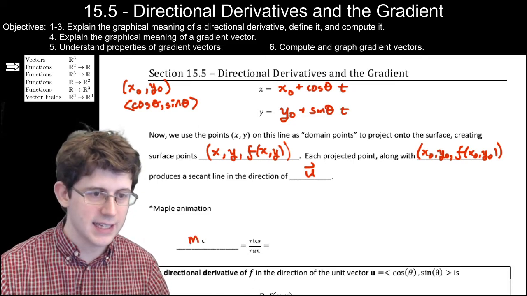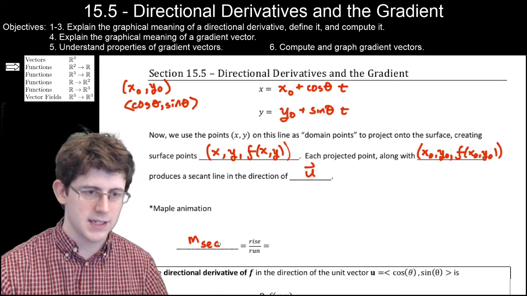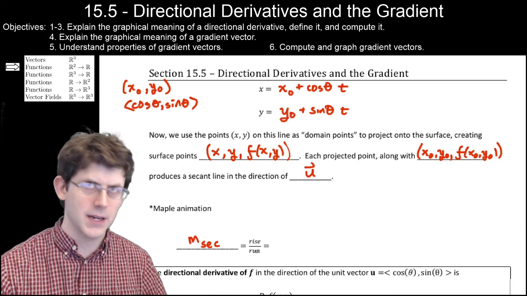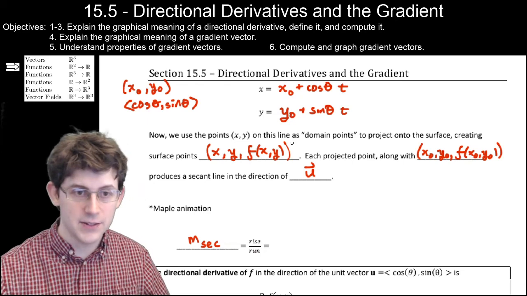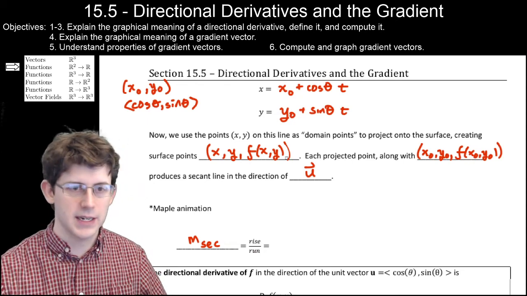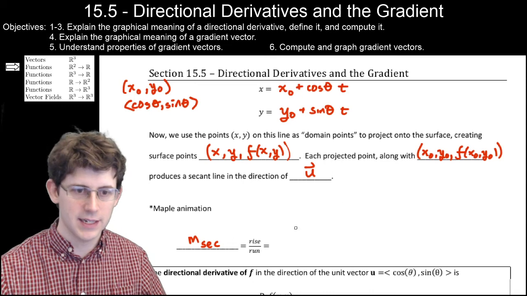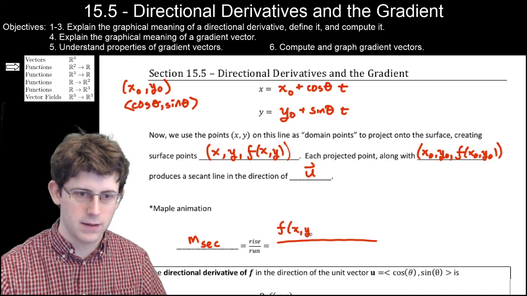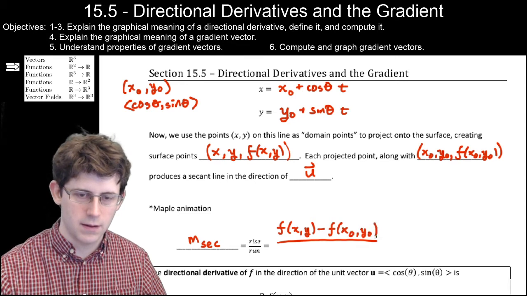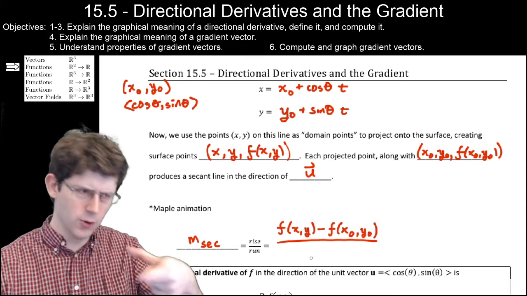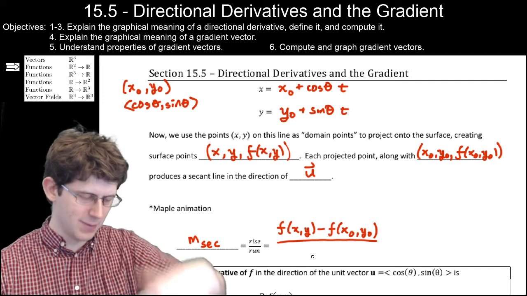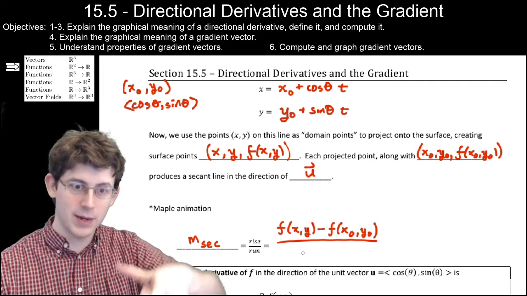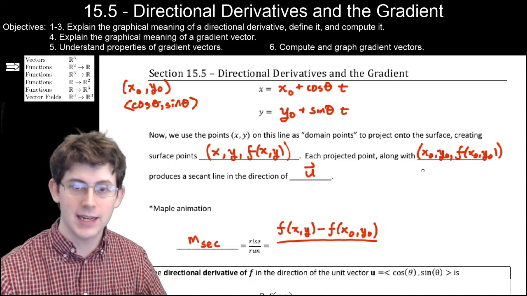Let's write the slope of the secant line first. So this is the secant line's slope. We need rise over run. Well, the heights are just written here. So the difference in the heights is the rise. And then the run is how far over you go. Well, how much we go over is all based in the xy plane. So that's the distance between x, y and x0, y0.